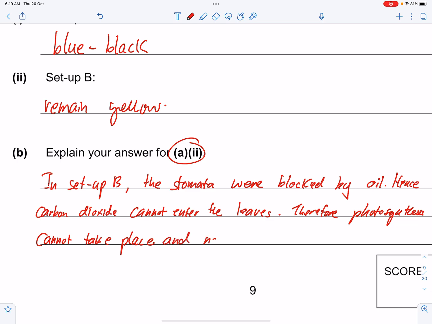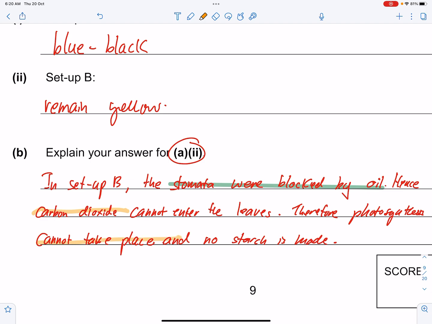And no starch is made. Okay, let's talk a little bit about this. So the first thing you have to do is you determine the stomata were blocked by oil. So because of that, your carbon dioxide cannot enter. So without carbon dioxide, photosynthesis cannot take place.